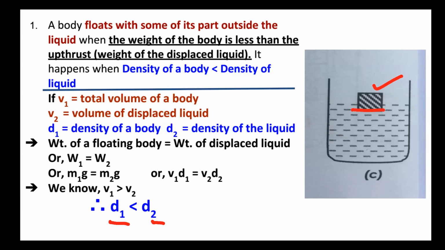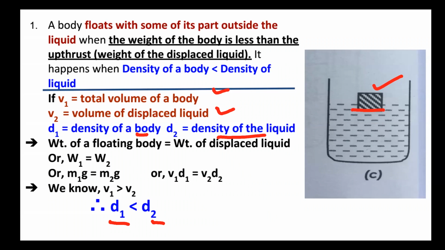Let's find the relations. So how do we get D1 is less than D2? Just by obeying the law of flotation. Let's consider that V1 is total volume of body and V2 is volume of displaced liquid. And you know, volume of displaced liquid is always equal to volume of immersed part of the body. D1 is density of body, D2 is density of the liquid, and we have the law of flotation.